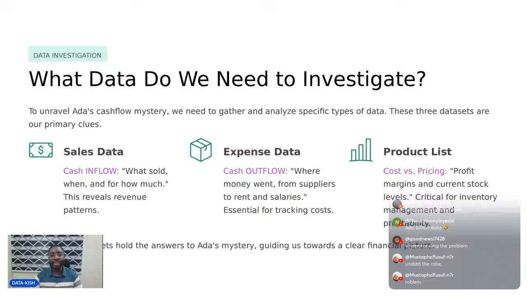The next thing we advise Ada to do is to keep an expense data record. This will help us know her cash outflow. We want Ada to know where money goes to. Where did the money go? From which suppliers, to which rent, to which salaries. This will help us track Ada's costs and expenses.